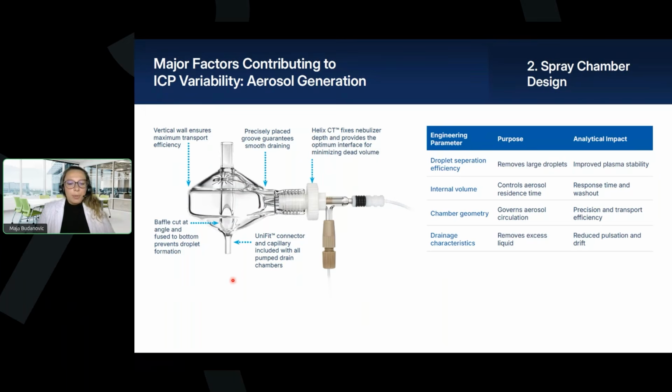For example, in this design, we can see this indented groove that is built into the top of the spray chamber, and it serves as a barrier, preventing solution from being simply swept into the torch. The position and the depth of this groove is critical. Also, here we can see another design feature, which is the walls of the chamber that have this vertical region for efficient aerosol generation and to maximize the transport efficiency to the torch.